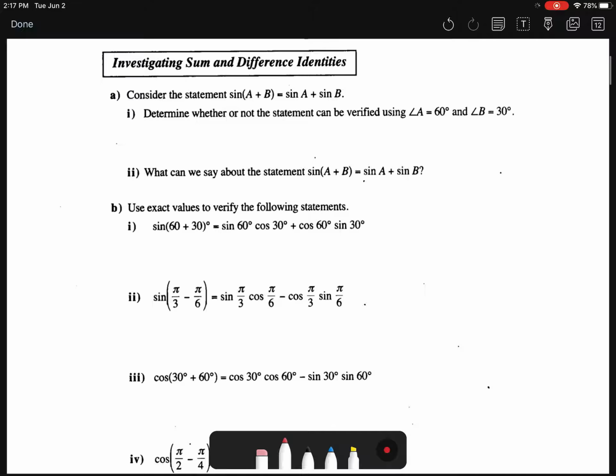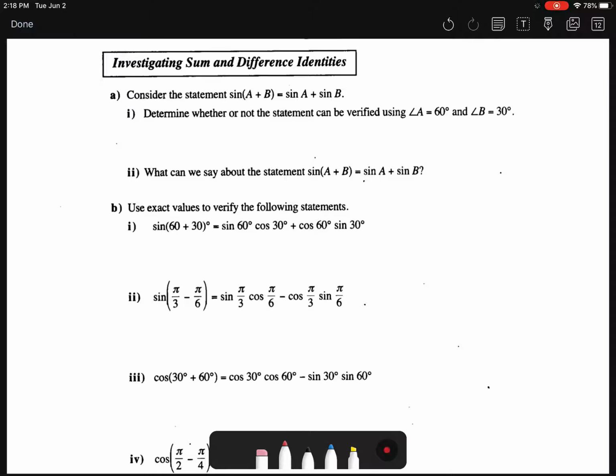So just investigating what the sum and difference identities look like. We start with an investigation that says, look at the statement sine (A plus B) equaling sine A plus sine B. Now, a lot of us will assume that this is true because outside of the brackets we have sine, so we normally like to distribute things when we have this scenario. But we're going to take a look at that and see what happens here. It says, determine whether or not the statement can be verified using angle A being 60 degrees and angle B being 30 degrees. Again, we are not at this point proving that this identity, if it is an identity, would be true for all values of x. We would just be looking to see if it's true for these specific values.